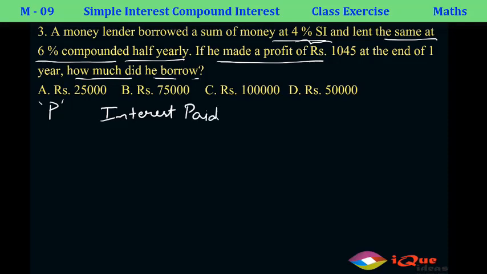So interest paid will be equal to PRT upon 100. And for that P is given as P, R we have to take as 4 and T at the end of 1 year.